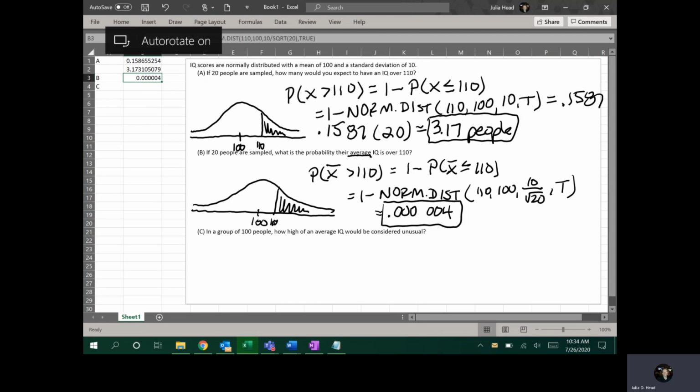Notice that for this question, it did ask for a probability. So once I type that into Excel, I'm done. I don't have to multiply by the 20 like I did in part A.